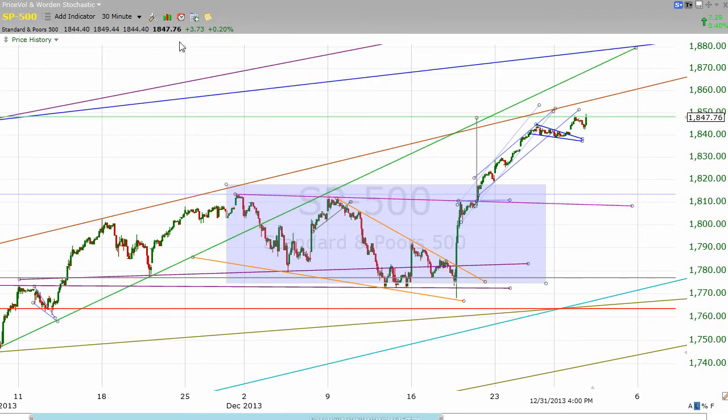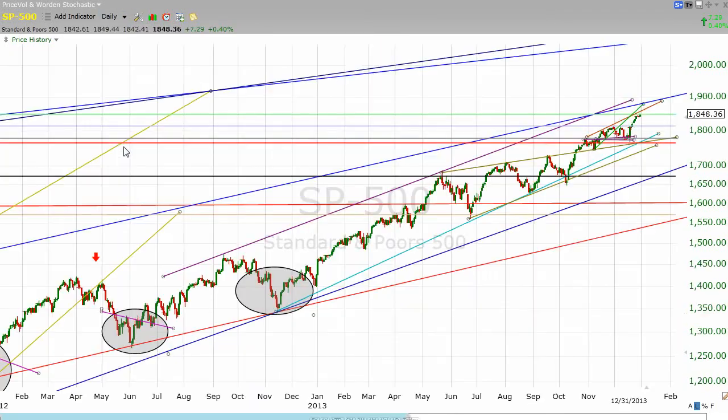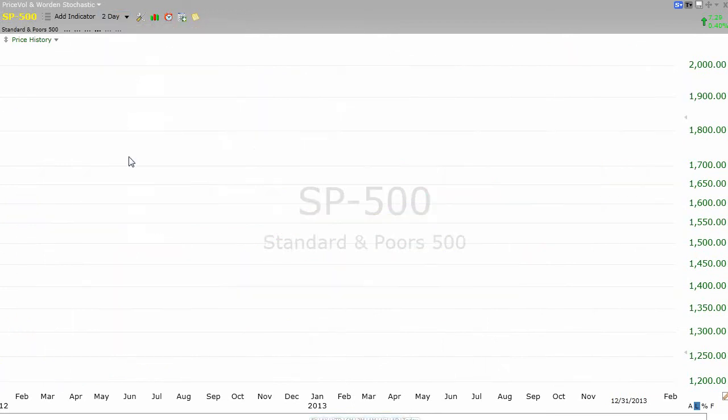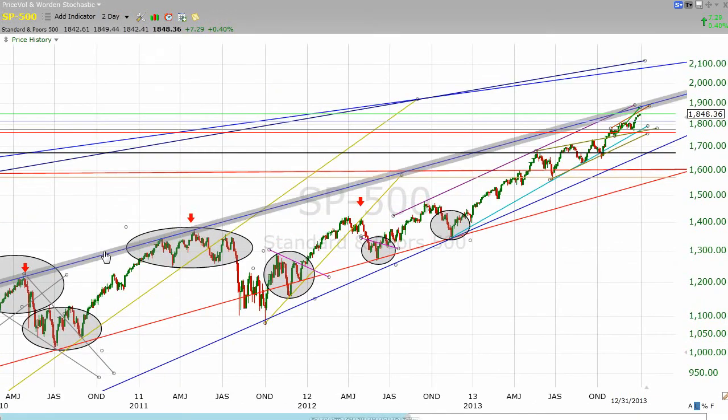What's this blue line? Well, good question. That line goes all the way back to a couple of tops, one in 2010 and 2 touches in 2011. We have not been up to that line in more than 2 years. So if we get there, it'll be interesting to see what happens.